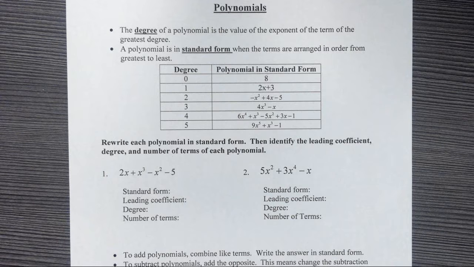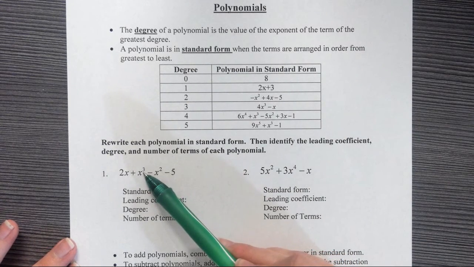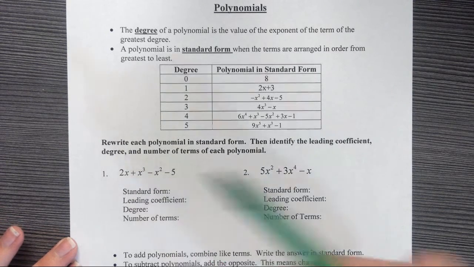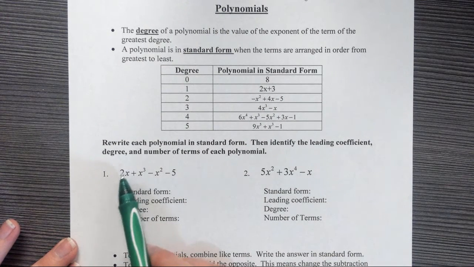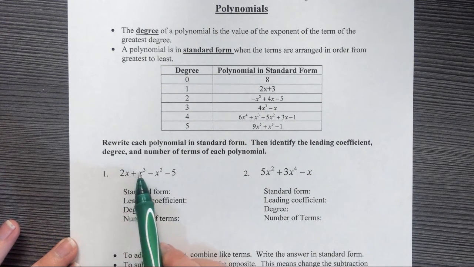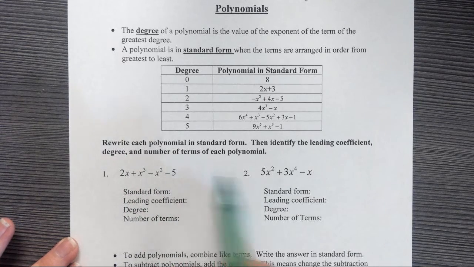So the degree of the polynomial is the value of the exponent of the term with the greatest degree. In other words, basically, your degree is the largest exponent. Remember, exponents are these little numbers right here. So this would be a degree 3, which we'll get to in just a little bit. A polynomial is in standard form when the terms are arranged in order from greatest to least. So what that means is you're going to have your largest exponent in the front, and then it's going to decrease in exponents as you go to the right.